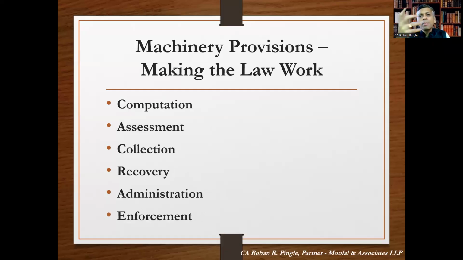So remember one fundamental principle here. There can be no taxation by implication. Tax must be clearly imposed by law. This principle protects the taxpayers and ensures constitutional validity.